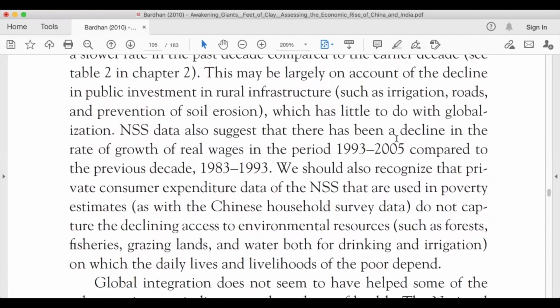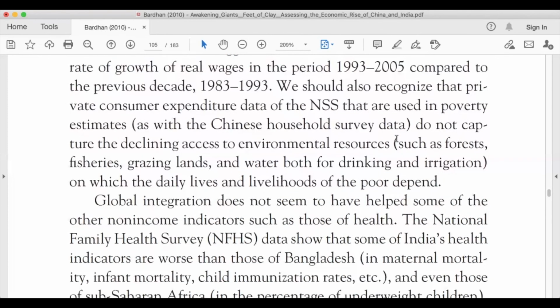NSS data also suggests that there has been a decline in the rate of growth of real wages in the period 1993 to 2005 compared to the previous decade, 1983 to 1993. We should also recognize that private consumer expenditure data of the NSS that are used in poverty estimates, as with the Chinese household survey data, do not capture the declining access to environmental resources, such as forests, fisheries, grazing lands, and water, both for drinking and irrigation, on which the daily lives and livelihoods of the poor depend.